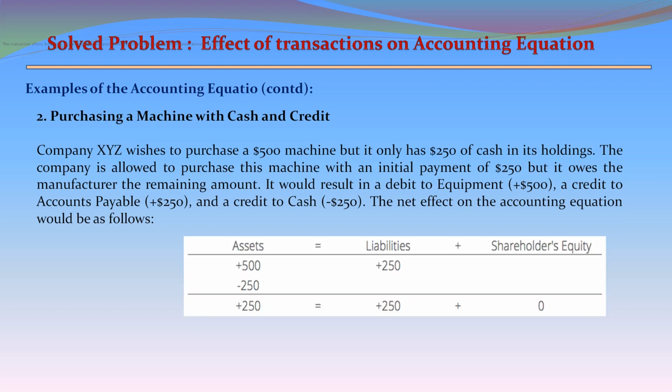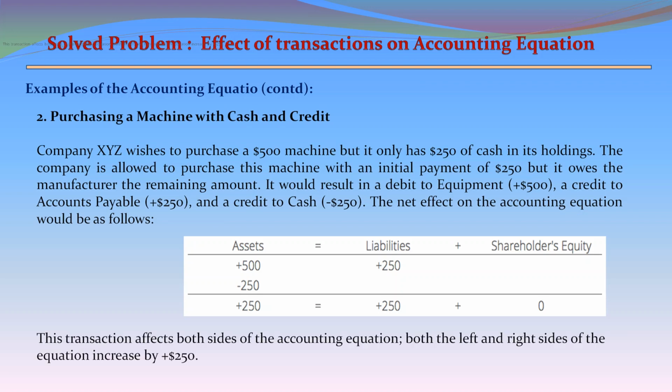The net effect on the accounting equation would be as follows. Assets plus 500, assets minus 250 for the cash we paid to the supplier, and liabilities 250 because we owe him $250, and shareholders' equity 0. This transaction affects both sides of the accounting equation. Both the left and right sides of the equation increase by $250.